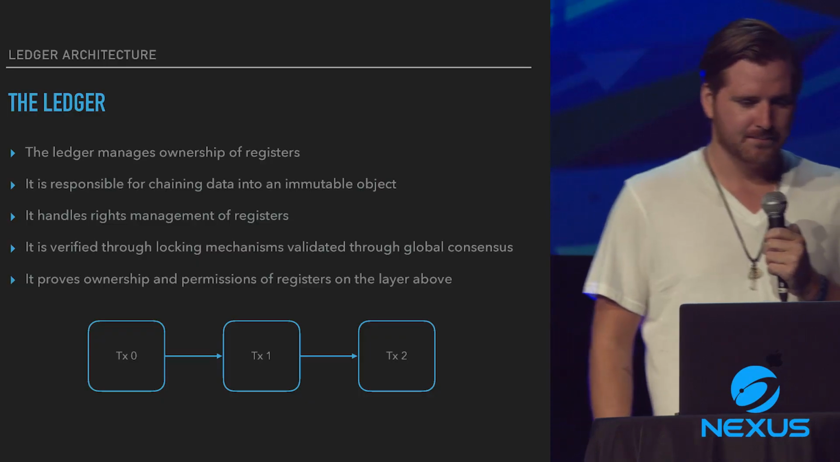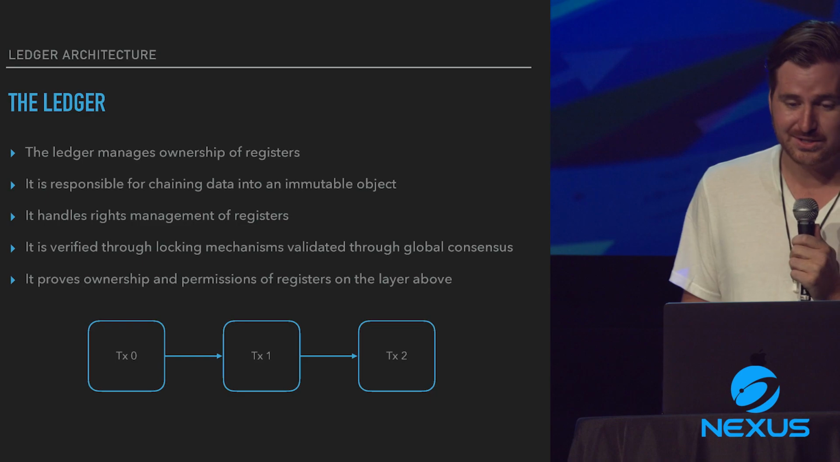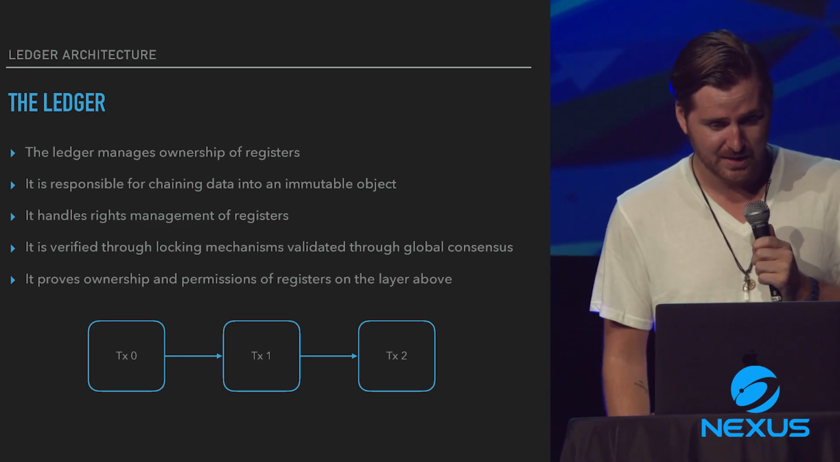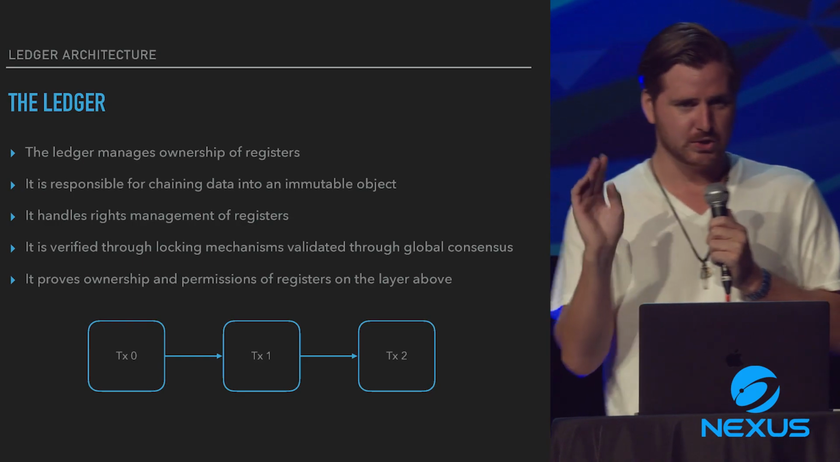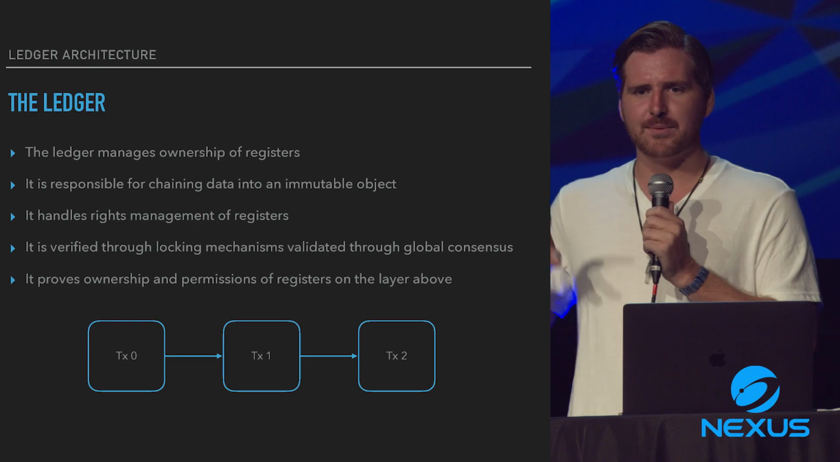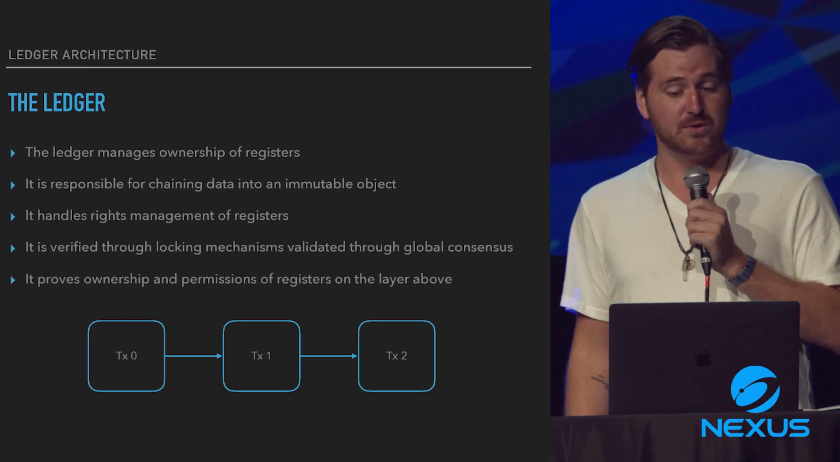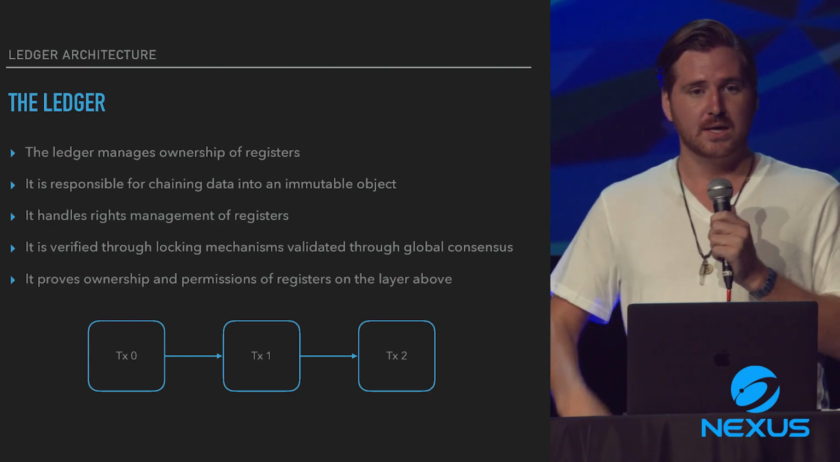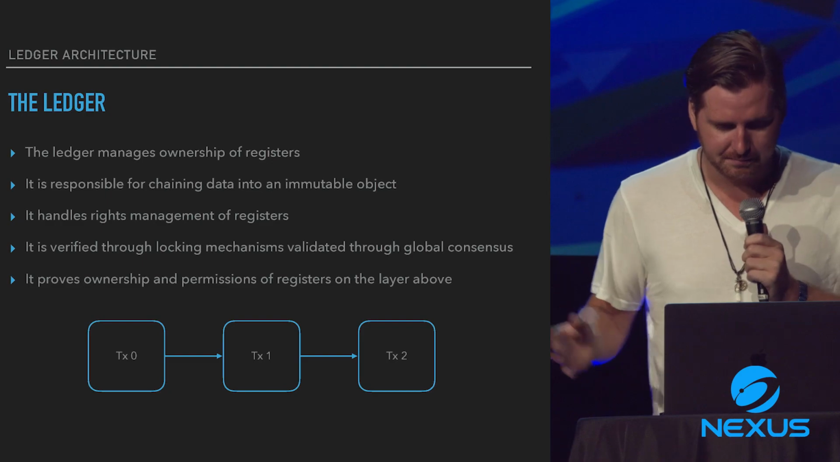So we get to the next layer. This is the ledger. So in context of the stack, the ledger manages ownership of registers. So as I was saying, like the router, it's passing packets. It's just moving data back and forth. The ledger is a similar type of thing. It is moving data, but it's proving who owns what data through the cryptographic proofs. So it's responsible for chaining the data into the immutable object. That's a fancy way of saying you can't ever change it. If you change it, you break it, right?